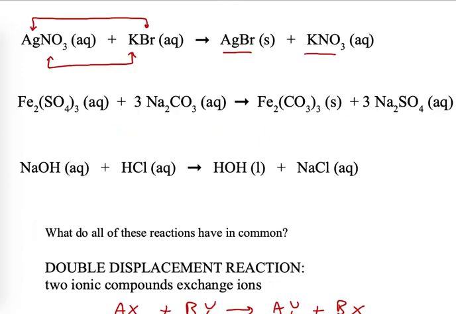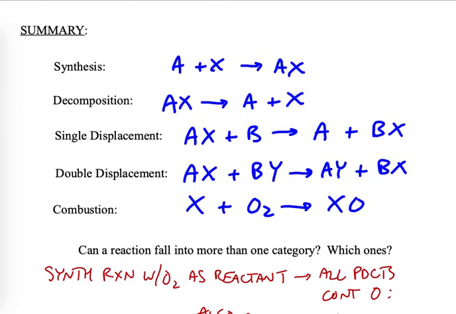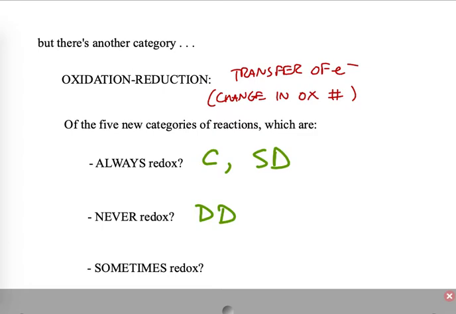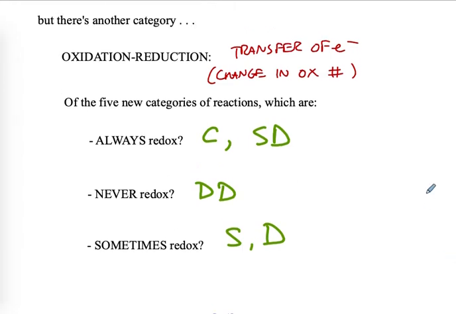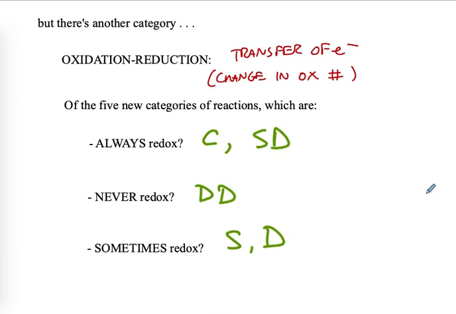So, to complete our summary, we can say that those that are sometimes redox include synthesis and decomposition. So if a synthesis or decomposition reaction has a pure element on either side, then we would conclude that it is also redox. But if it doesn't involve a pure element on either side, then we need to assign oxidation numbers to determine whether it's oxidation reduction or not.